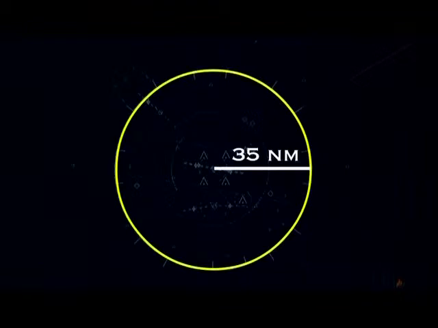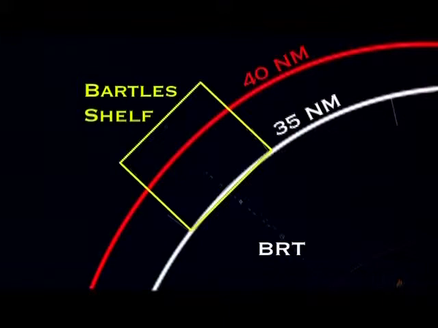Academy Approach's airspace extends to a 35 nautical mile radius around Academy Airport, and the radar antenna itself is located on the airport, so for the most part, your traffic will be less than 40 miles from the antenna. However, the 5-mile rule may apply to traffic in the Bartles Shelf, so keep that in mind if you have traffic heading to Bartles Airport.